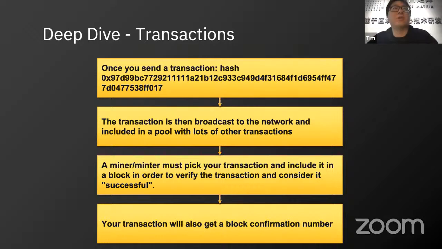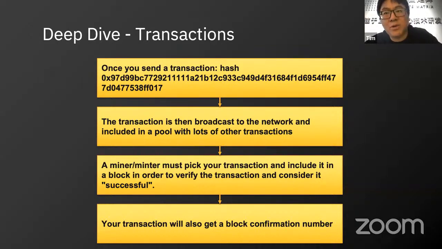So here is how this transaction works. A hash is generated and then the transaction is broadcast. Then the minter or miner will pick up the transaction and include it in a block in order to verify the transaction and consider it successful. Usually your transaction is packed with other people's transactions into a block and minted, or mined, in the next block generation.